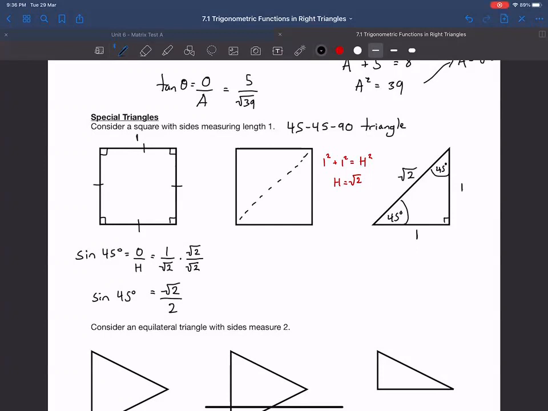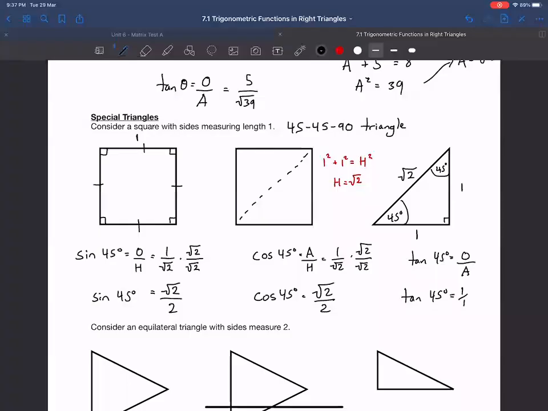What I'd like to do now is I want you to go through, and I also want you to find out the cosine of 45 degrees, as well as the tangent of 45 degrees. And here's my cosine of 45 and my tangent of 45. Note that for this specific angle, my sine of 45 is going to be equal to my cosine of 45. So this is our first special triangle.